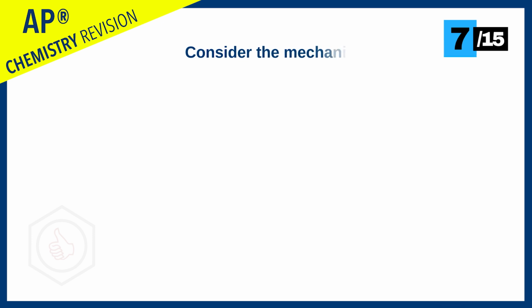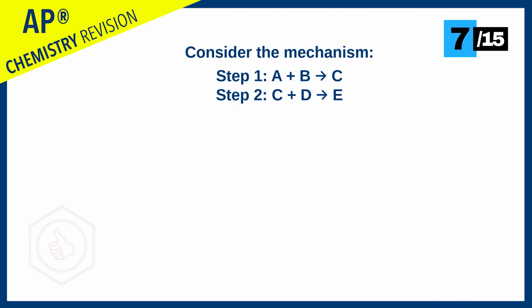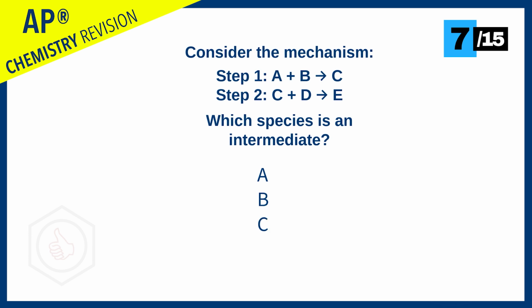Consider the mechanism A plus B going to form C in step 1, and then C plus D going to form E in step 2. Which species is an intermediate? A, B, C, or E?